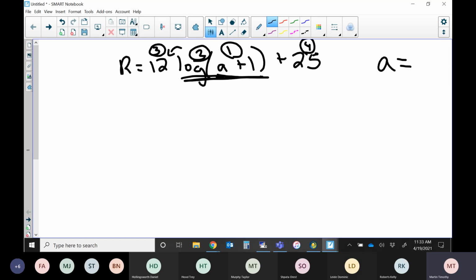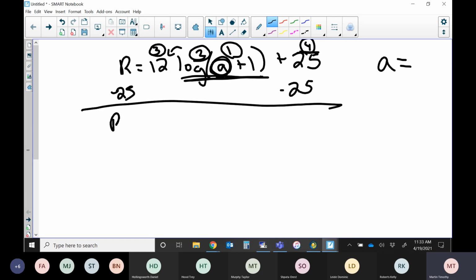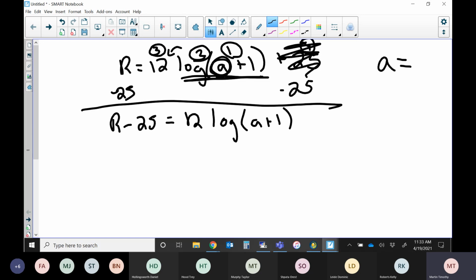So if I'm working backwards, trying to make this say A equals, I got to start at the end and do the opposite of things. So instead of adding 25, I would take 25 away. And that would turn into R minus 25 equals 12 log(A plus 1). And I go, okay, I got rid of step 4. Now let's see, how do I get rid of the third thing, which was times by 12? Oh, that's easy. I just divide everything by 12.